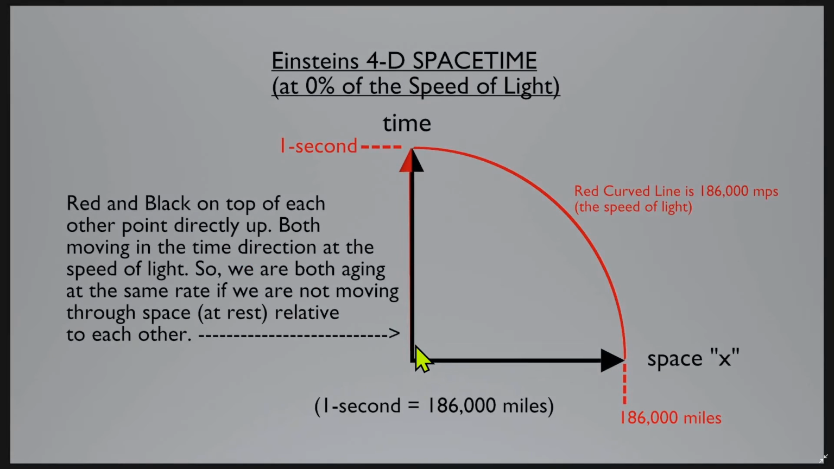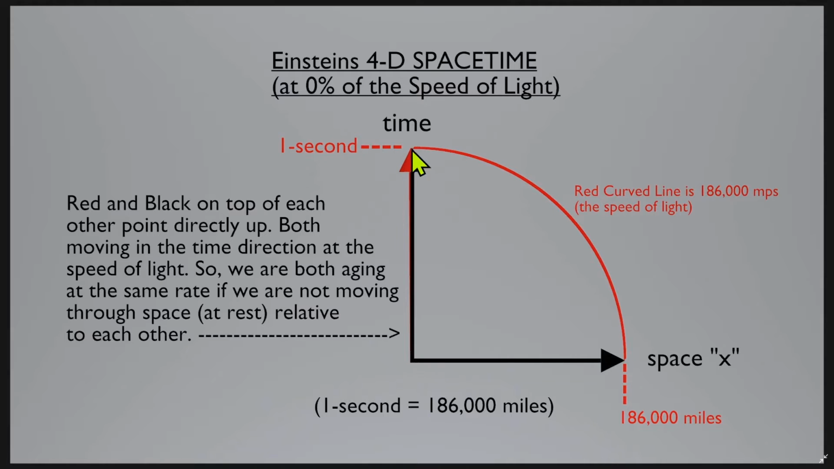Okay, we're going to start out very simple, where you and I are sitting across from each other, maybe at a table. We're not moving through space relative to each other. We are both moving through space-time, but we are moving through time. And since neither one of us is moving through space relative to each other, we are going to both be aging at the same rate. My red vector that represents me lies directly on top of your black vector, which represents time for you. And because of that, 1 second on your watch is also 1 second on my watch.